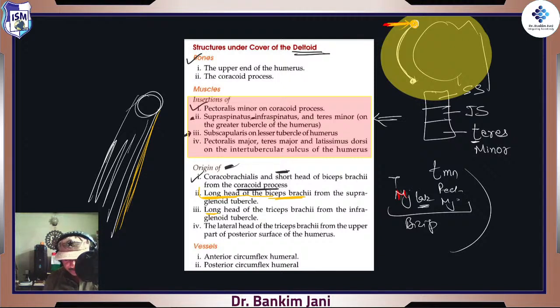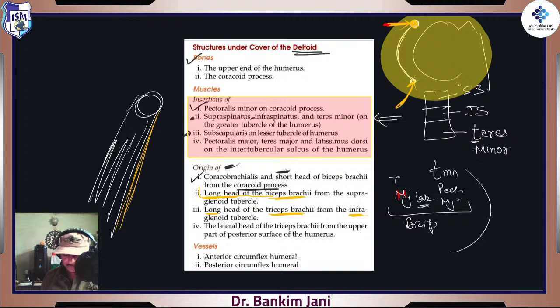Similarly, the long head of triceps is connected here, at the infraglenoid. How musical, right? The long head of biceps and the long head of triceps both are connected to the glenoid, and see how finely they handle it. When the biceps contracts, it pulls on the supraglenoid area, and when the triceps contracts, it pulls on the lower portion. That's how both of them completely balance each other. And finally, the lateral head of triceps brachii is from the upper part.